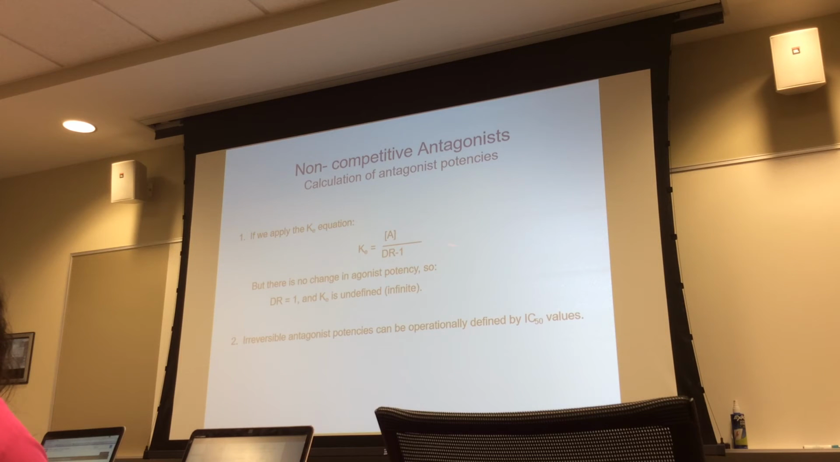So you cannot use this equation to calculate the potency of a non-competitive antagonist. A non-competitive antagonist's ability to block receptors is measured by the IC50. Okay? So this equation is only for competitive antagonists, because you have to compare the concentration you need in the presence and in the absence of the antagonist, where you still maintain the same potency.